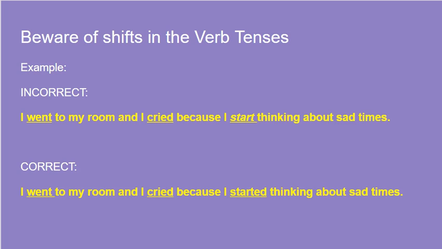The correct way to write this sentence would be, I went to my room and I cried because I started thinking about sad times. So we want to be aware of those shifts in verb tenses and correct them. Please pause the video and write down these examples of incorrect and correct shifts in verb tenses if it will help you.